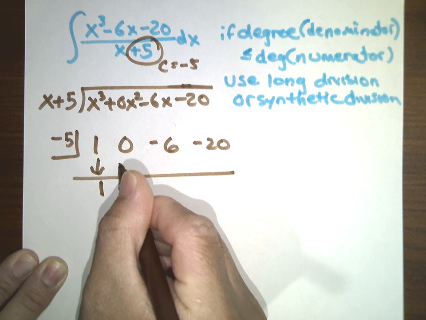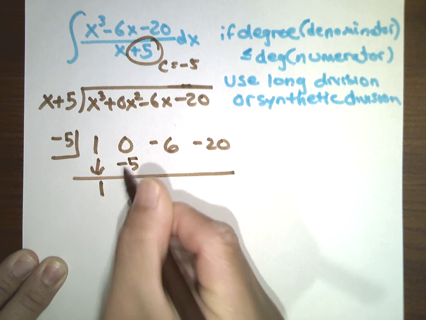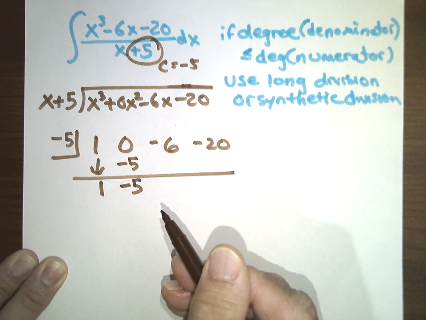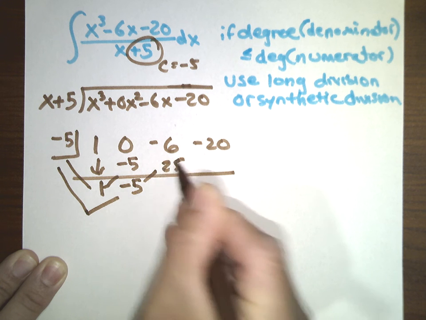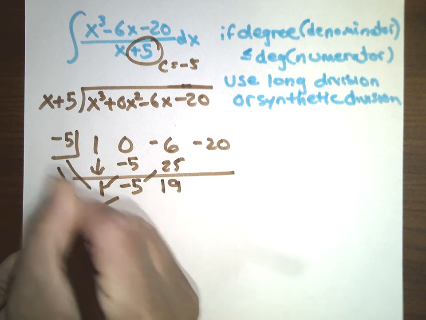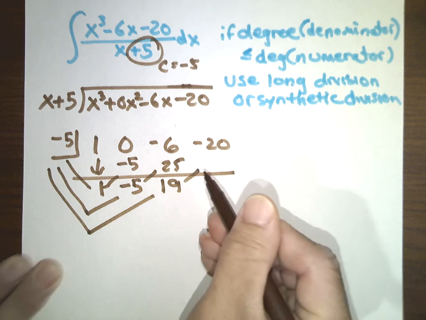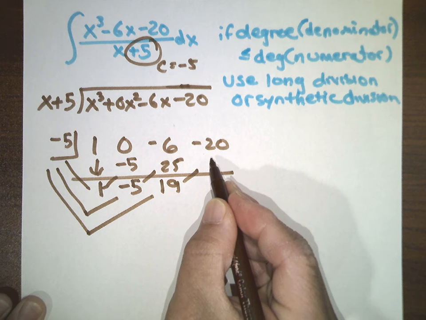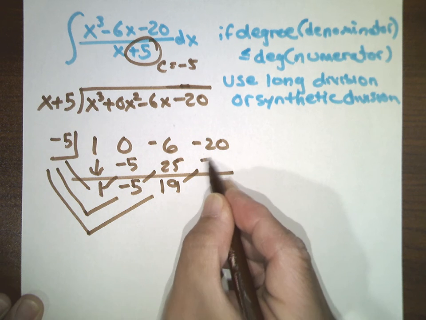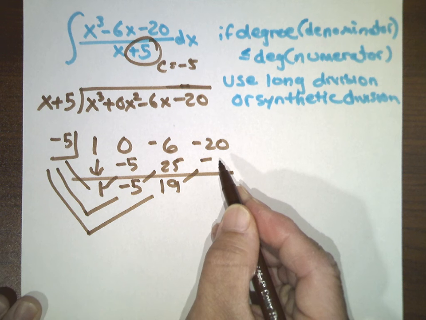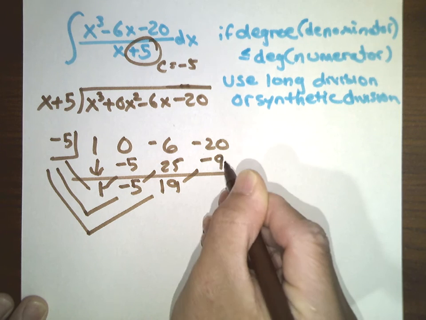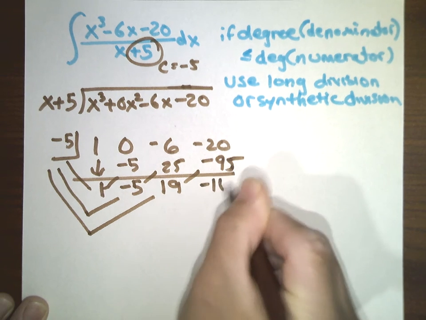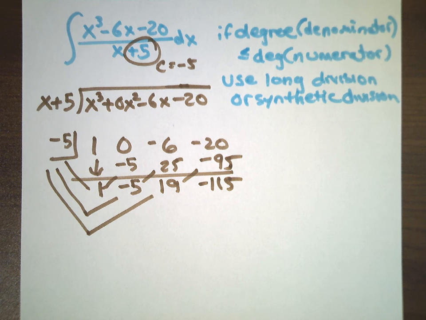-5 times 1 is -5. I'll add those together, so 0 plus -5 is -5. And then I have -5 times -5, that's 25. -6 plus 25 is 19. Then -5 times 19 is going to be, what is it, negative 95. So if I add these together, I have negative 115.